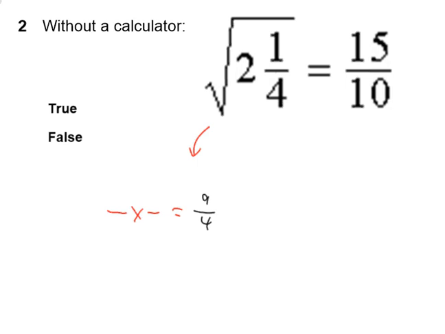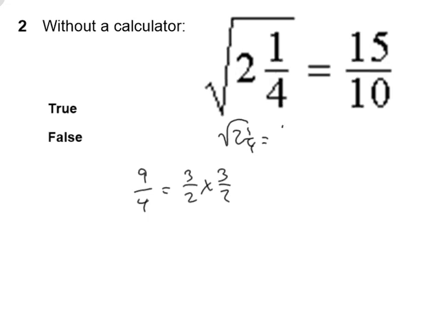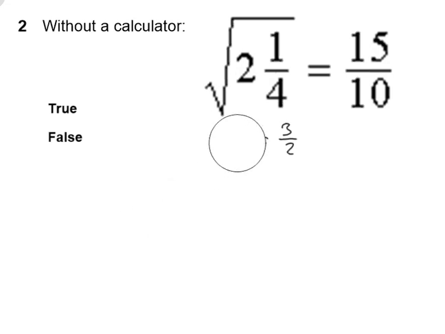What fraction times itself? It now becomes apparent that 3 times 3 was 9, and 2 times 2 is 4. So therefore, the square root of 2 1/4 is equal to 9 over 4. Oh, 9 over 4. 9 over 2. Oh, sugar cubes. Let's do that again. Let's try that one more time. Okay, so it's 9 over 4, which means it's 3 over 2 times 3 over 2. And therefore, the square root of 2 1/4 is equal to 3/2, or 3 over 4. Oh, 3 over 2. Said it again.